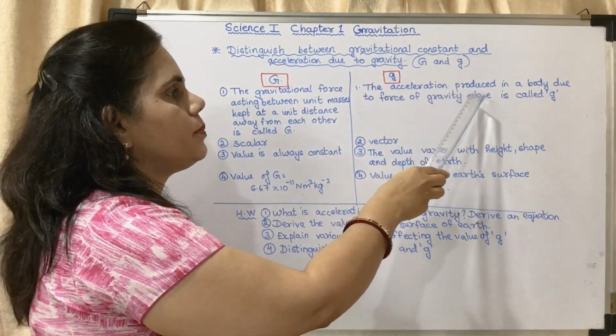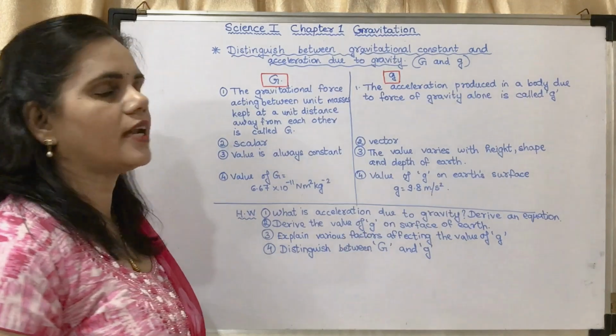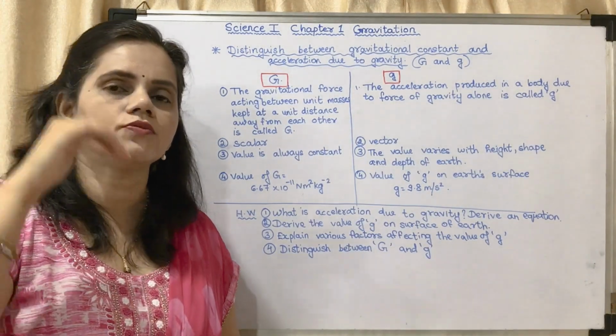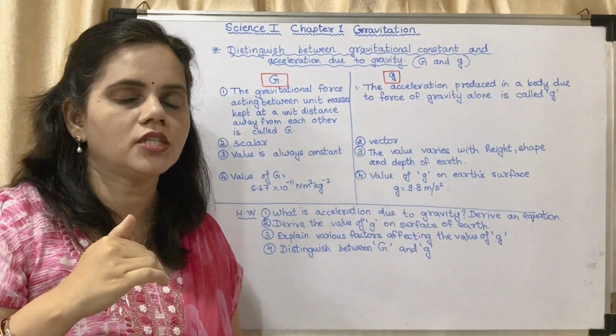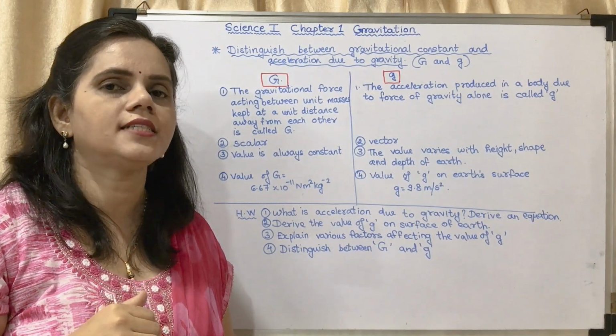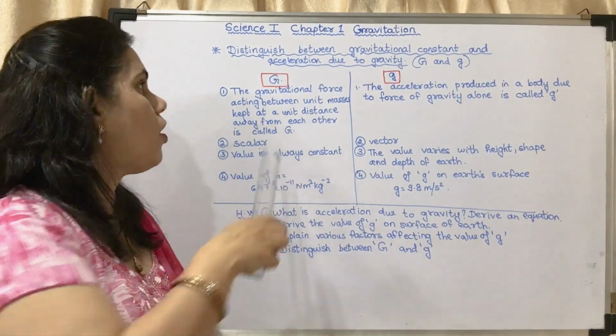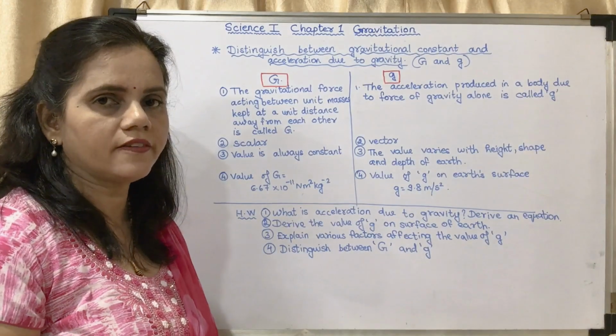Okay, and what is small g? It is the acceleration produced in a body due to the force of gravity alone. When an object is falling, there is an acceleration caused. That acceleration is called g. This is the definition of capital G and small g, which is the first point.